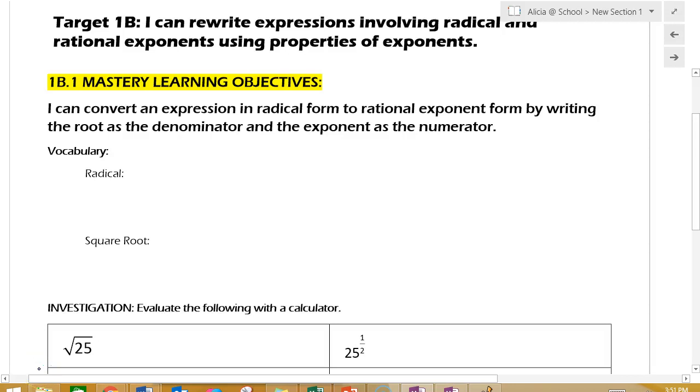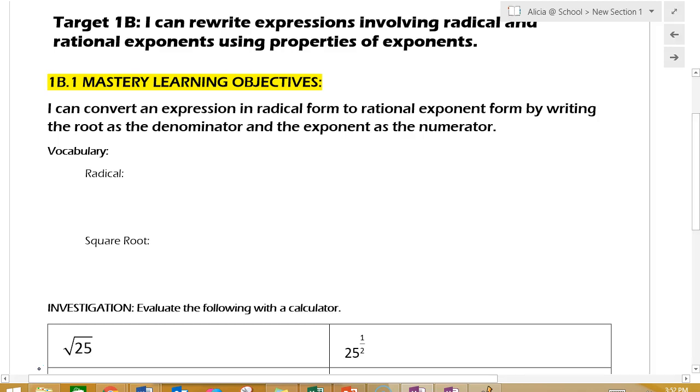Hey guys, this is the first video for Target 1B. That mastery learning objective is being able to rewrite expressions involving radical and rational exponents using properties of exponents. So this video covers the 1B.1 mastery learning objective.